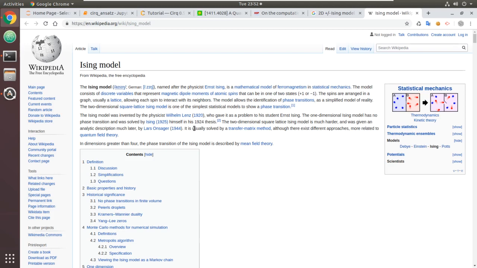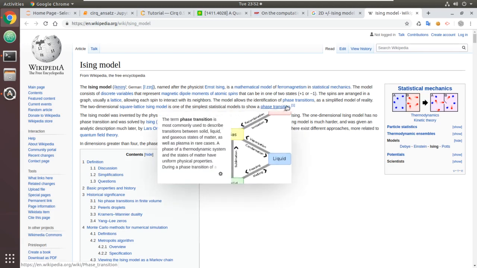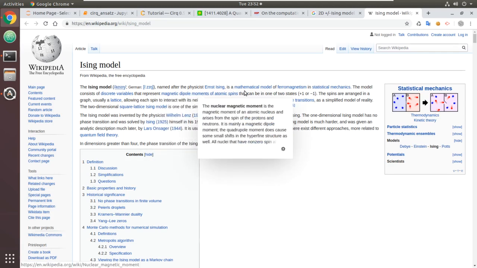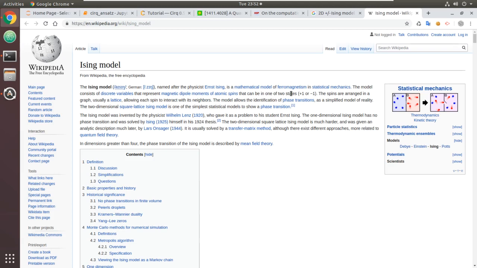The Ising model, named after the physicist Ernst Ising, is a mathematical model of ferromagnetism. In statistical mechanics, the model consists of discrete variables that represent magnetic dipole moments of atomic spins that can be in one of two states, +1 or -1.